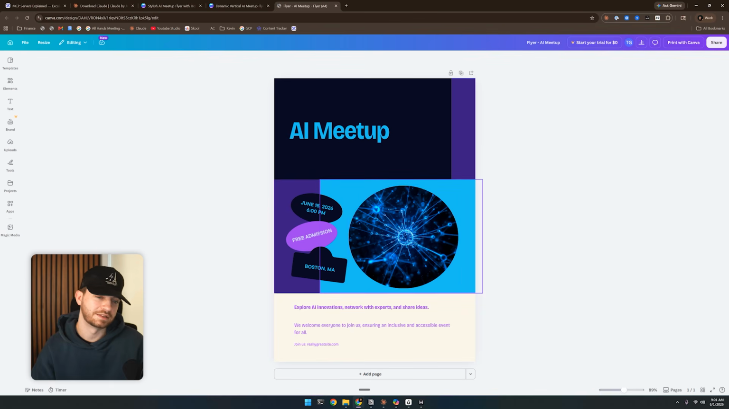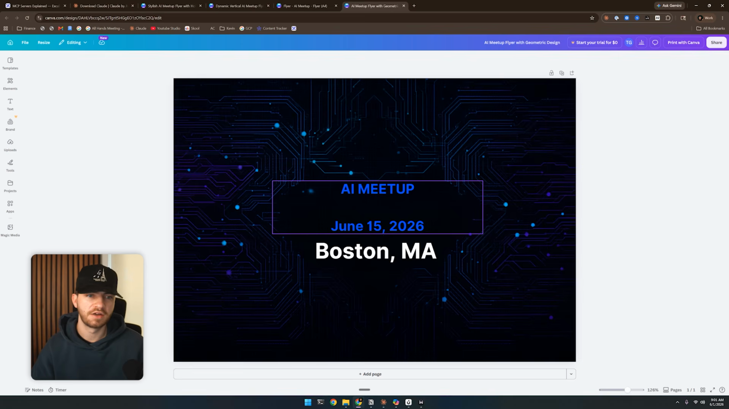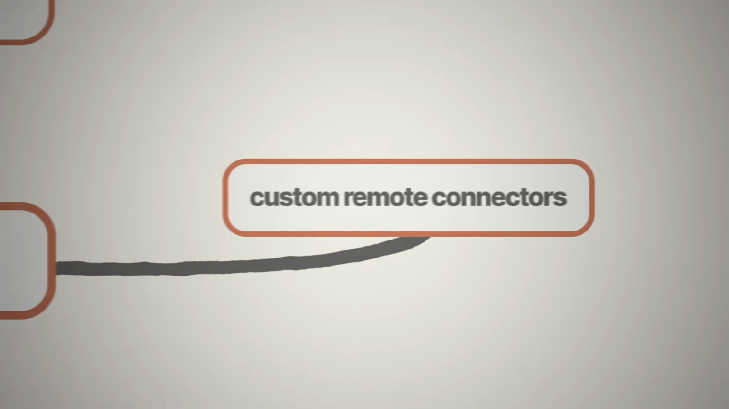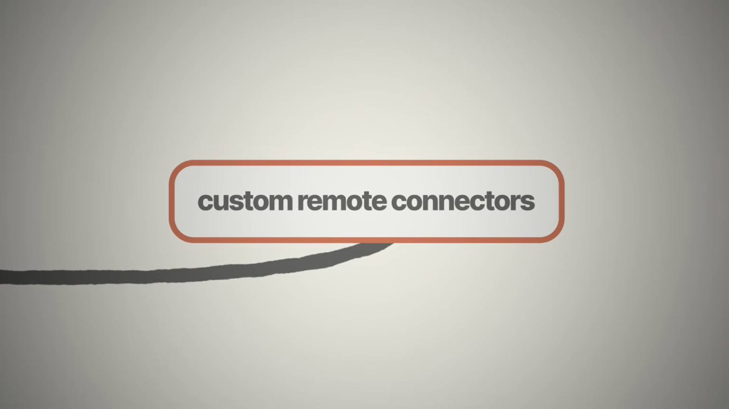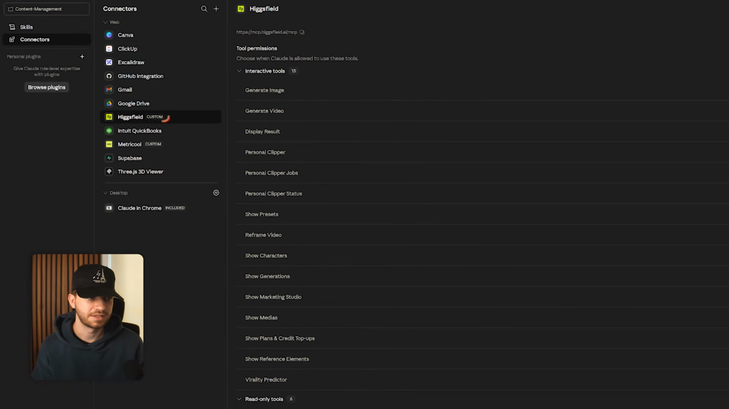There we go. That's a little bit closer to what I was looking for. Obviously, this doesn't look very good. But you can see a variety of results with what AI has generated here. But what happens if there isn't a connector available for the tool that you want to use? For example, Higgsfield is a custom connector.